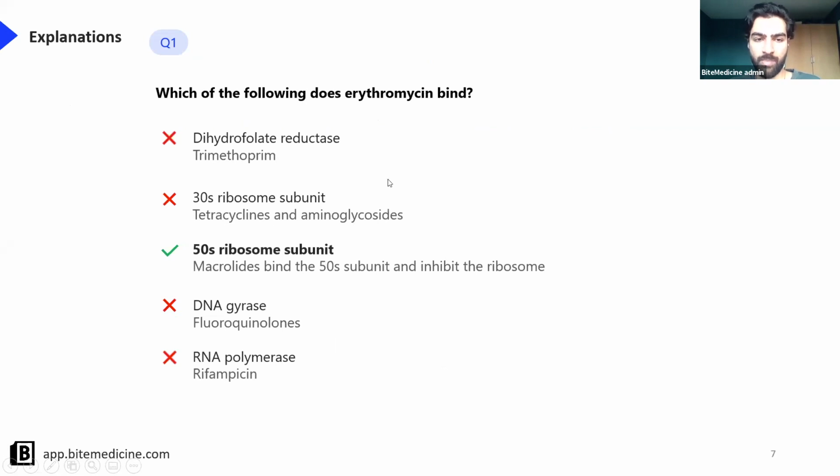Tetracyclines and aminoglycosides bind to the 30S ribosome subunit. Fluoroquinolones bind to DNA gyrase, and rifampicin binds to RNA polymerase. Macrolides, like erythromycin, bind to the 50S ribosomal subunit within the bacteria. If this all just sounds like a bunch of jargon to you, don't worry, we'll go over it all in the next few slides.